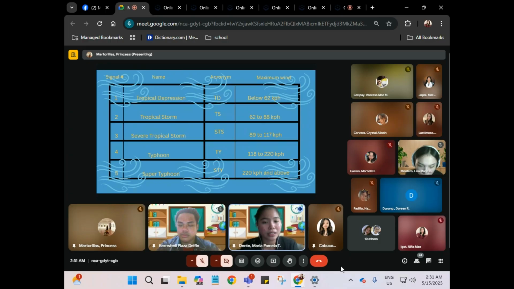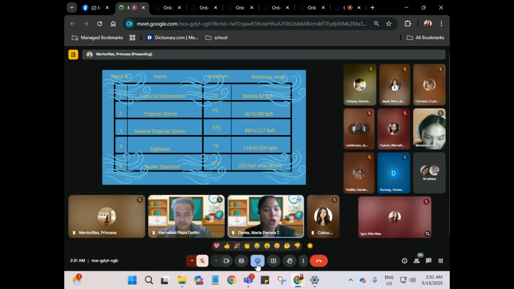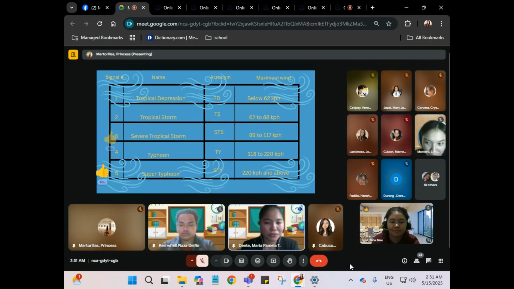Number four, class, is the typhoon. It is signal number three or four. A typhoon is a very powerful storm, class. It can destroy houses and trees, and cause dangerous floods and landslides. Signal number three or four, class, will be raised if it's very near. We must be fully prepared and stay safe indoors.